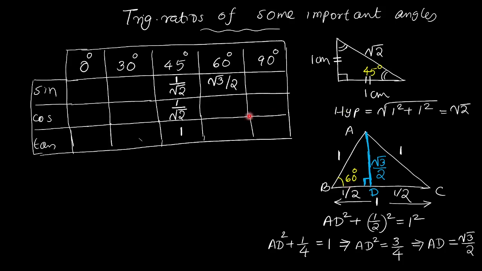Then what about cos 60? Cos 60 is adjacent side by hypotenuse. Adjacent side by hypotenuse will be 1 by 2 by 1, which is 1 by 2.